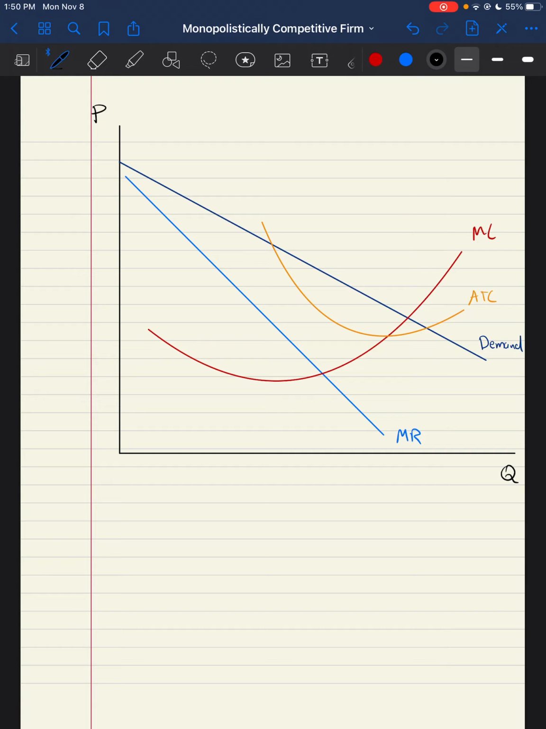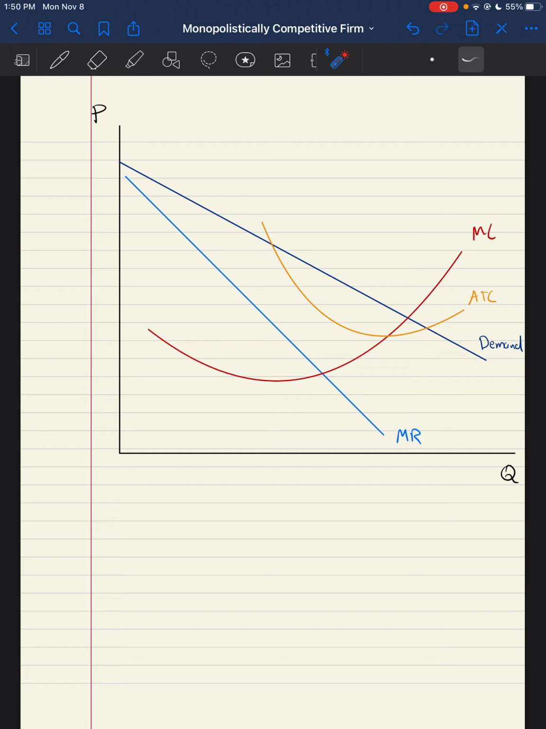Okay, so suppose we have some firm in a monopolistically competitive market and they have this marginal cost curve, their average total cost. They have a demand for the good or service that they are selling, and they also have their marginal revenue curve. Notice that a lot of these curves look the same as what we had in perfect competition. The only difference now is that our demand is not flat, right? Our demand is downward sloping, and therefore that differs from our marginal revenue.